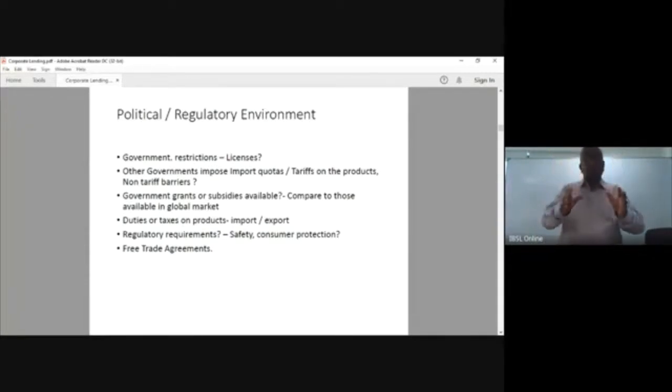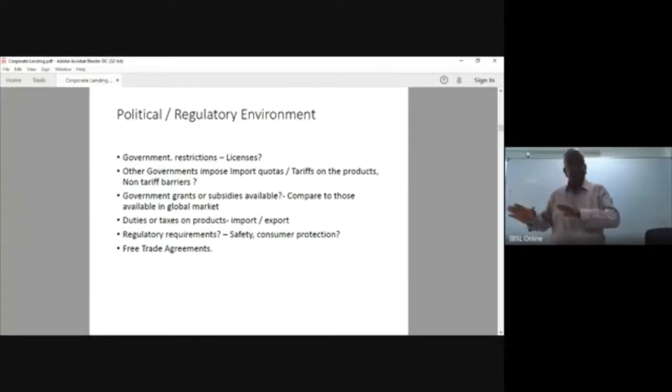Regulatory environment means customer protection or safety measures to be taken by those industries. That will be imposed by the government, regulatory requirements imposed by the government. That is safety measures, consumer protection, etc.